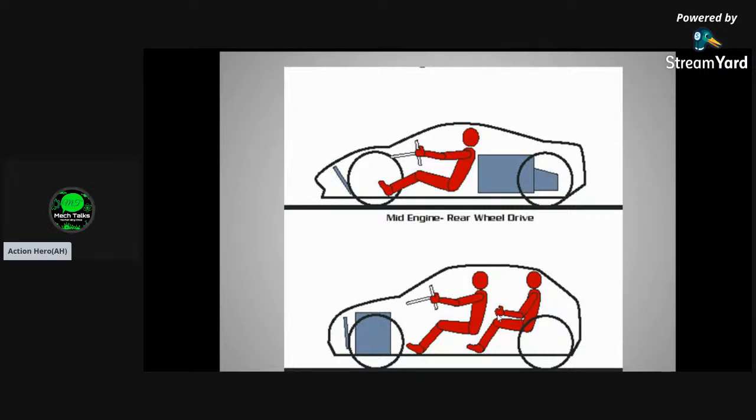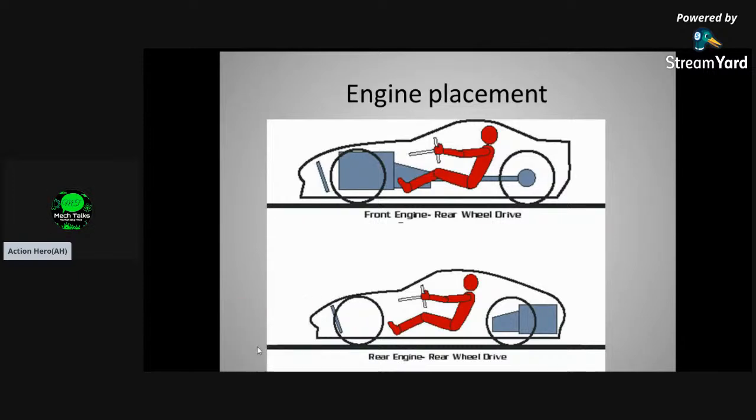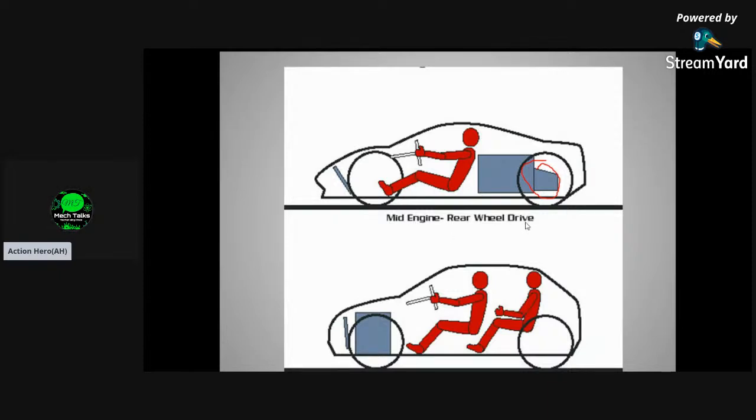So guys, what is the difference between the mid-engine rear wheel drive and the rear engine rear wheel drive? You can see over here, I'm just going to highlight it, a section. You can see the transmission is after the engine in the mid-engine cars, while in the case of rear engine cars, the transmission is placed ahead of the engine. But in the case of mid-engine rear wheel drive cars, the engine is placed ahead of or behind the person, and after the engine there would be the transmission placement.